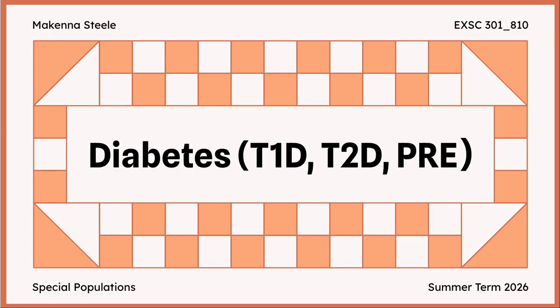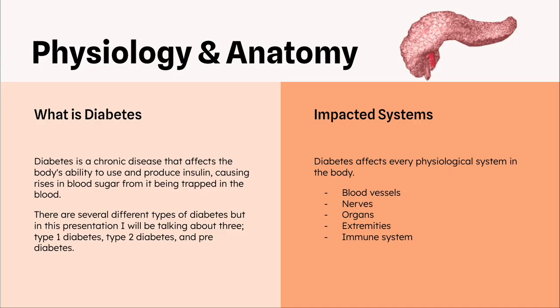All right, I'm going to be doing my special populations presentation over diabetes. Some physiology and anatomy behind diabetes, starting with what is diabetes? Diabetes is a chronic disease that affects the body's ability to use and produce insulin correctly.